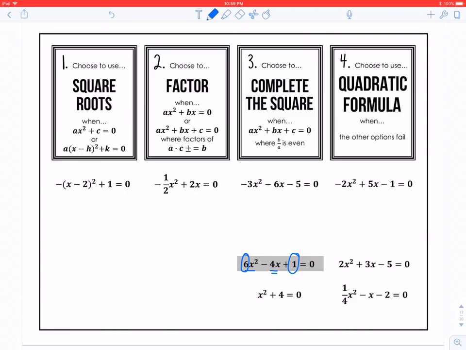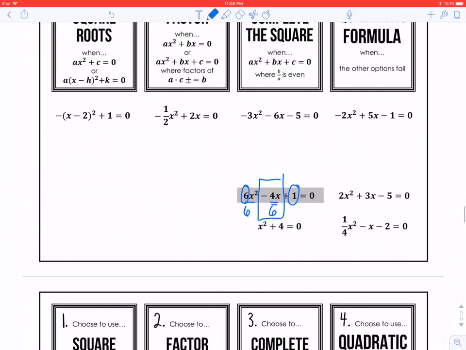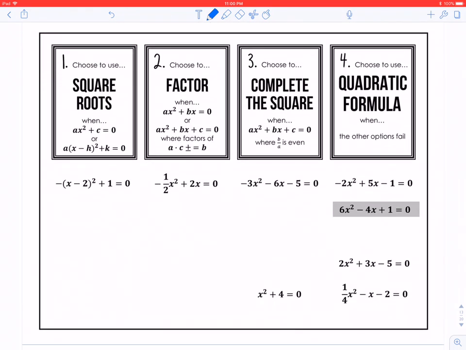Option 3, I'd come through and I'd divide by a, so divide by 6, and immediately I see a fraction of negative 4/6, which would be a negative 2/3. I don't want to complete the square with a fraction if I don't have to, and I don't because I have a fourth option, which is quadratic formula. When all else fails, quadratic formula is a great option.